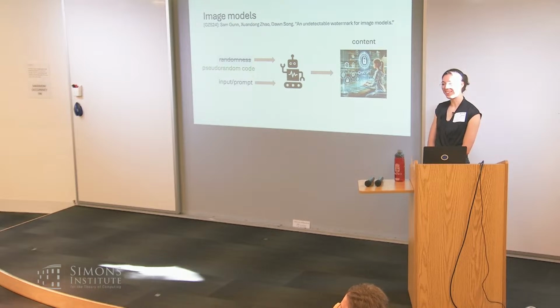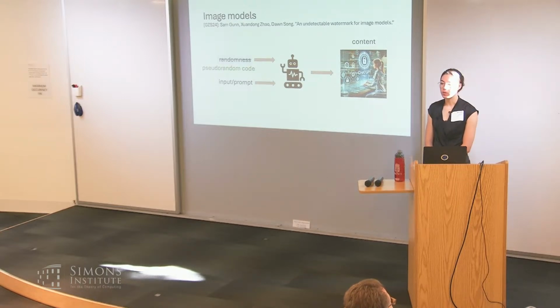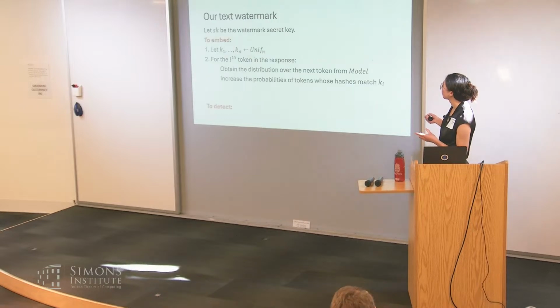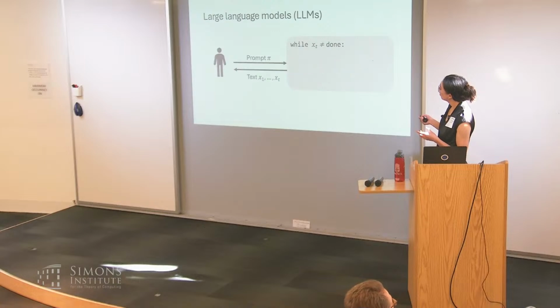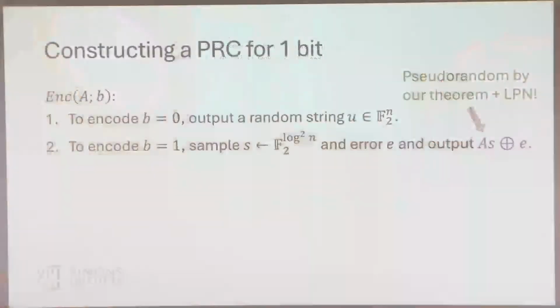Next question. I haven't had a chance to really look at the details of the encoder, but the encoder is not deterministic, right? Right. For example, to encode 1 bit, it samples this random S and a random error E, and then it outputs AS plus E. So there's really a lot of randomness.